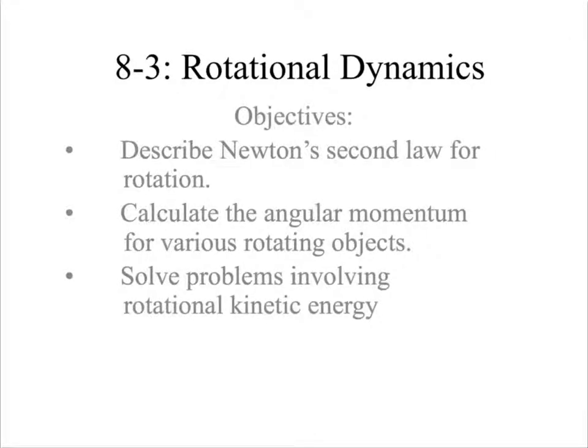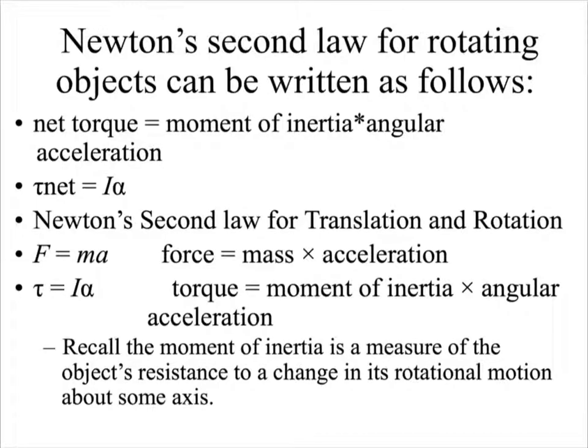In this video we're going to look at section 3, which is rotational dynamics. Newton's second law for rotating objects can be written as follows. Net torque is moment of inertia. Remember, moment of inertia is the resistance to something turning or spinning around. So we're going to take that value and multiply it by the angular acceleration. So we get tau net, or the net torque, equals capital I, the moment of inertia, times angular acceleration.